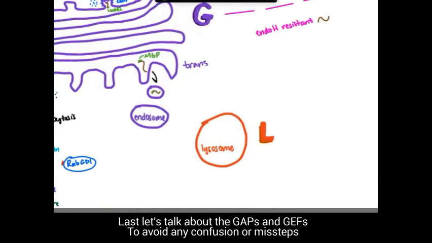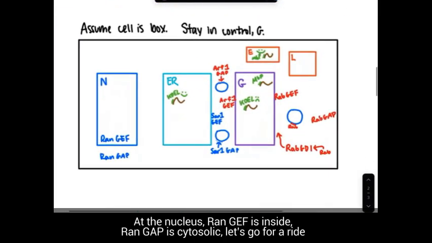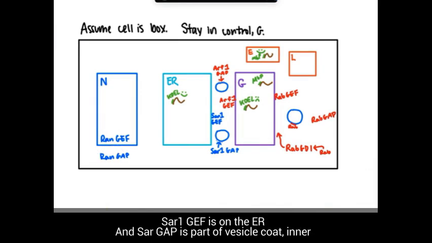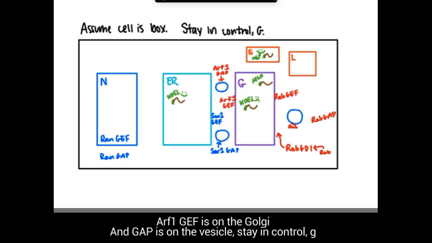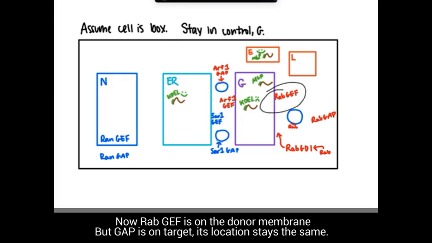Last, let's talk about the GAPs and GEFs to avoid any confusion or missteps. At the nucleus, Ran GAP is cytosolic and Ran GEF is inside. Sar1 GAP is on the ER, and Sec23 GAP is part of the vesicle coat. Arf1 GEF is on the Golgi, and the GAP is on the vesicle. Now Rab GEF is on the donor membrane, but the GAP is on the target. Its location stays the same.